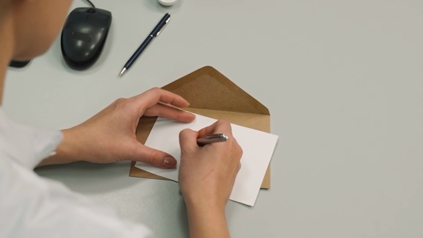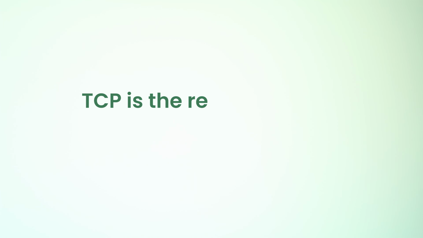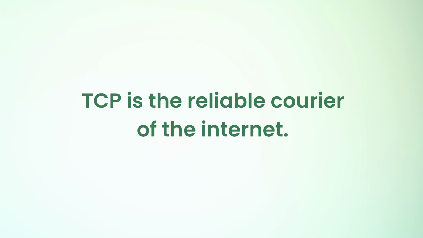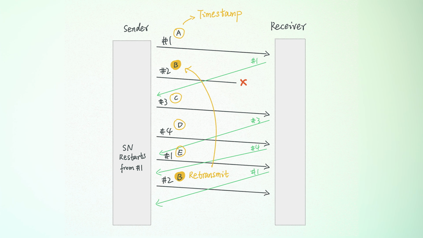Making sure data arrives correctly. TCP, Transmission Control Protocol. TCP is the reliable courier of the internet. It makes sure every piece of data reaches its destination safely and in the correct order. If any packets are missing along the way, TCP requests them again.